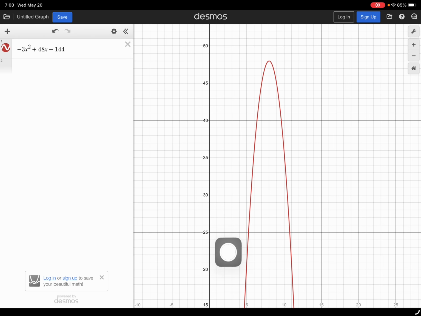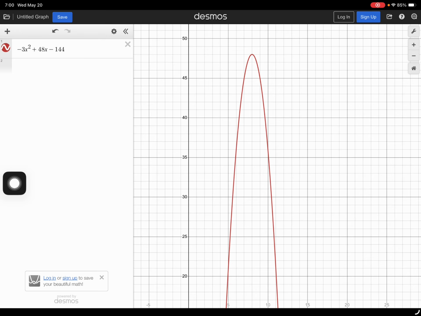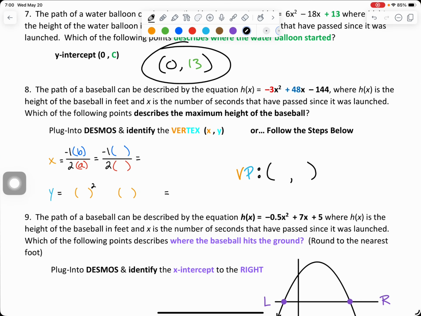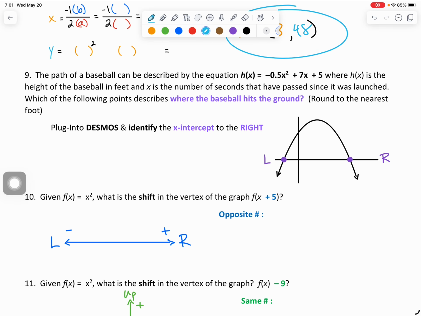Since it's negative, it'll frown. And then if we just click on this red graph, that line, if I can zoom in, it makes it a little tough, but you can see that gray point. I click on there, it's our vertex. Our vertex is 8, 48. I'm going to try to get out of the app here, go back into Notability, and simply write our vertex point is 8, 48. Circle your answer. Please, guys, I do want you to use Desmos for the majority of this. It makes life a lot simpler. We have learned the skills in solving by hand for each of these repeatedly in class this semester.